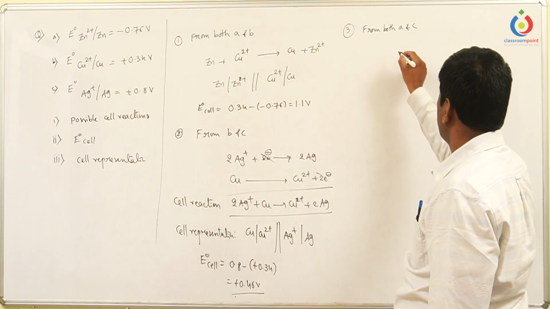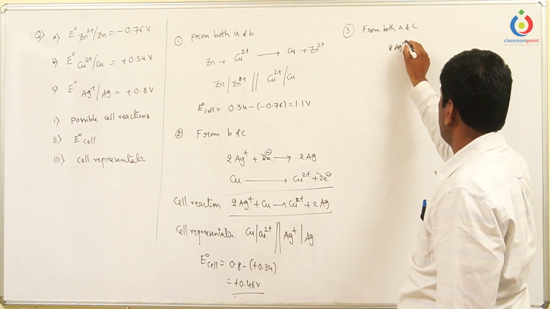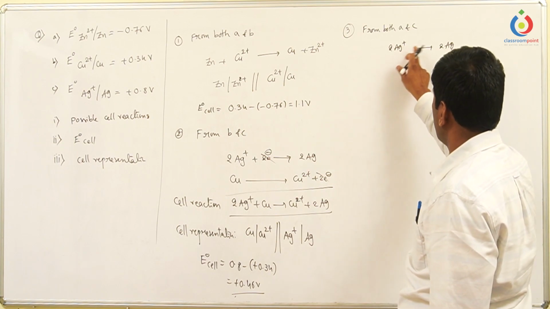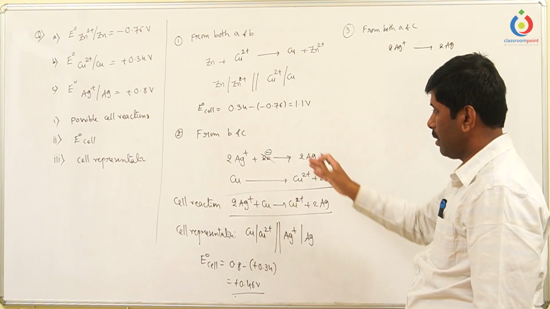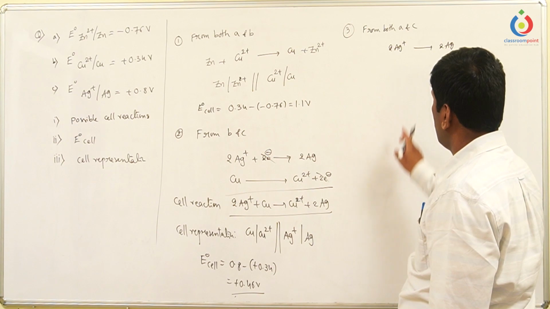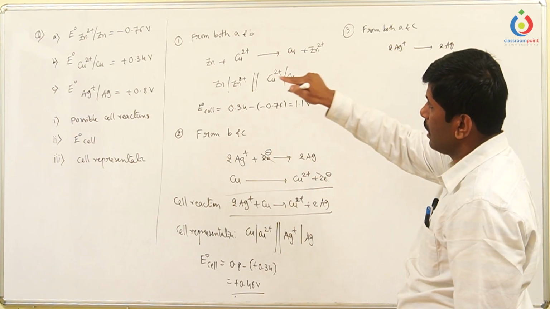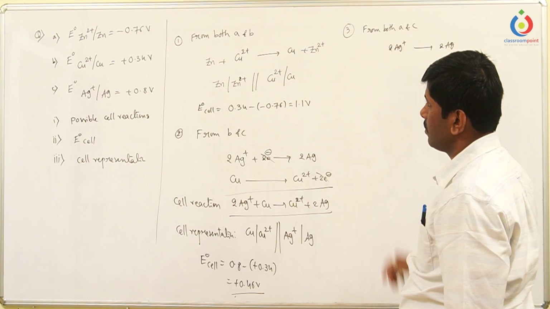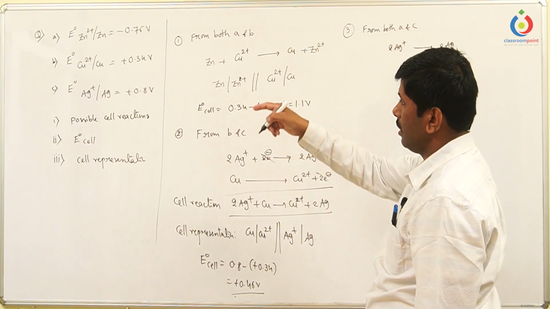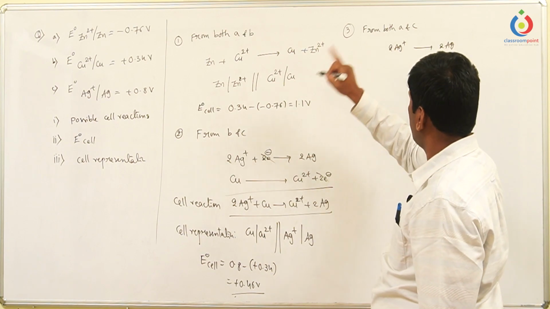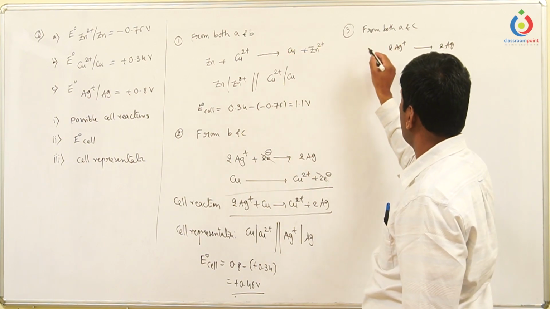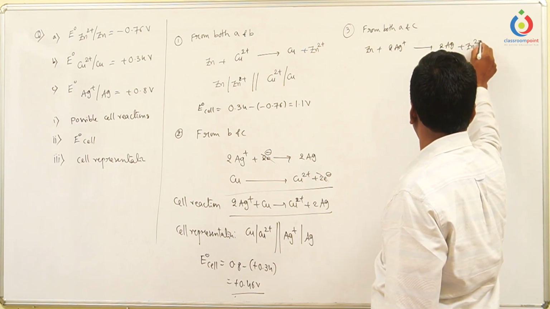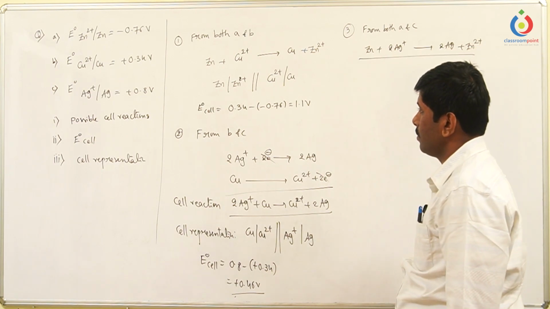Cathode reaction means 2 Ag+ giving 2 Ag. Reduction reaction. I am not writing the electrons now. Why? Because anyhow the electrons will cancel out. The purpose of using 2 is that zinc is carrying 2+ charges, so silver also should have 2+ charges. And zinc is an anode, so it participates in the oxidation reaction. Zinc gives Zn2+ ions. So this is the cell reaction.